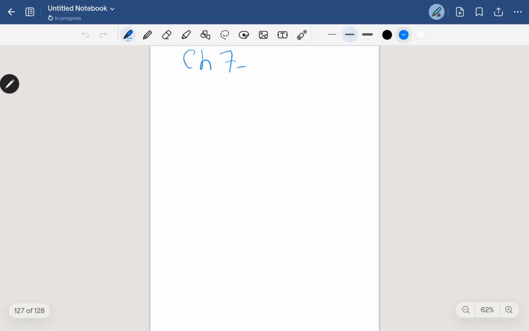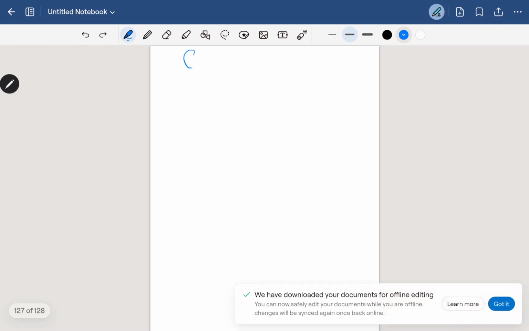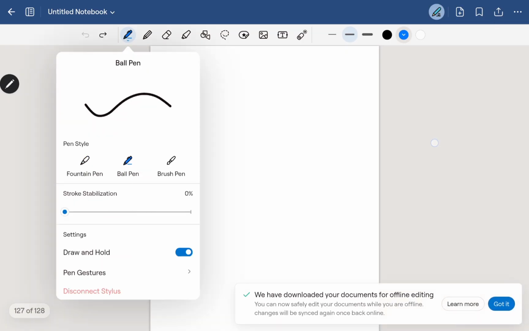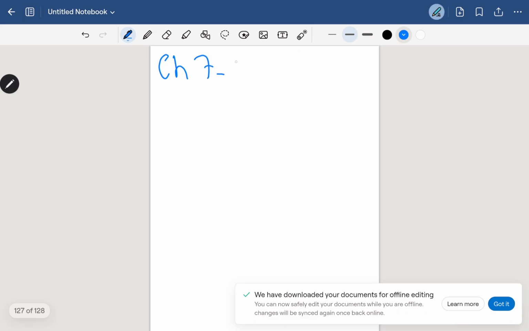So chapter 7 summary. My apologies. Let me just change the font. Okay? So chapter 7 summary. Chapter 7 is a really small chapter. We don't have to know a lot.